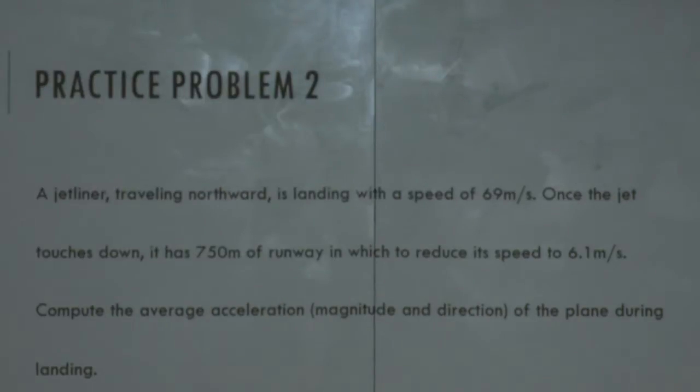So let's do some practice problems. For this problem, we have a jetliner traveling northward that is landing with a speed of 69 meters per second. Once the jet touches down, it has 750 meters of runway in which to reduce its speed to 6.1 meters per second. Compute the average acceleration, magnitude, and direction of the plane during landing.